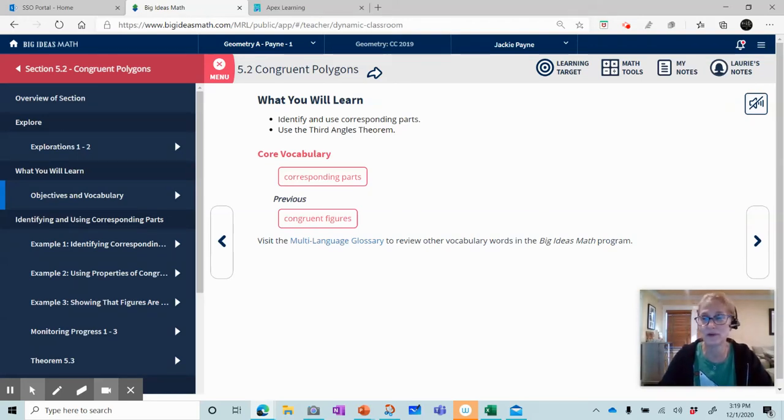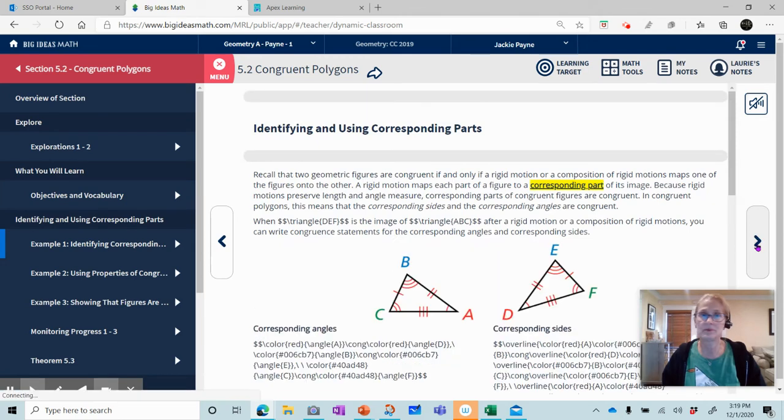We're moving on to 5.2 today. We're going to talk about congruent polygons. So it's sort of a larger category, whereas this whole chapter is about triangles. This idea will cover all polygons that are congruent. So we're going to talk about some things called corresponding parts and congruent figures. We're going to identify them, and then there's a third angles theorem that we're going to use specifically for triangles. So let's go through a couple of examples.